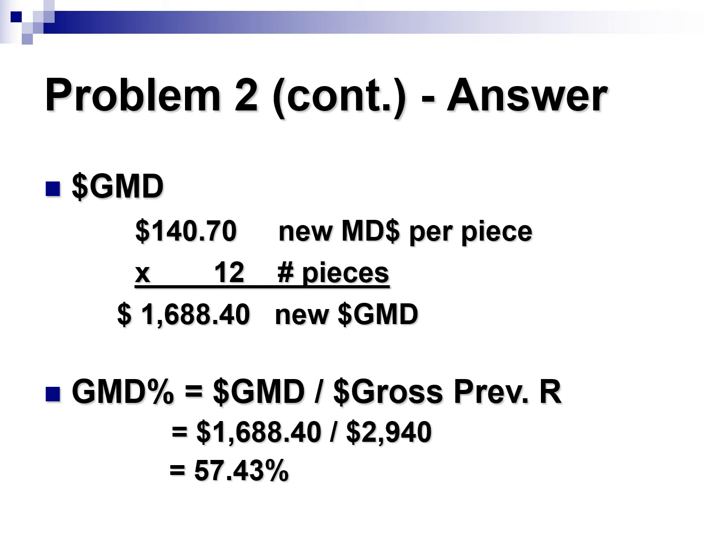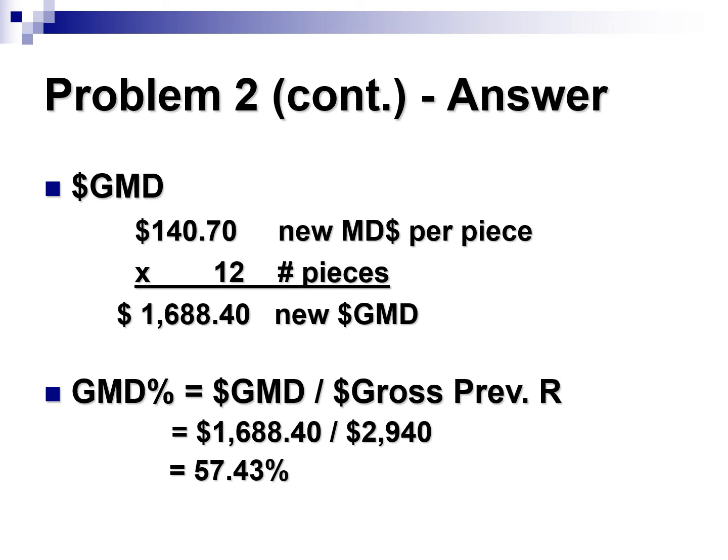Now let's continue to calculate gross markdown in this case. Gross markdown is the sum of dollar markdown of all items. We have 12 pieces, and the new markdown dollar was 140.7, so we're going to use that to calculate the new gross markdown. That will be 1,688.4, the new gross markdown dollar.